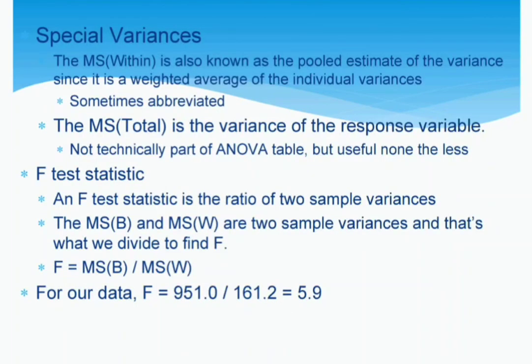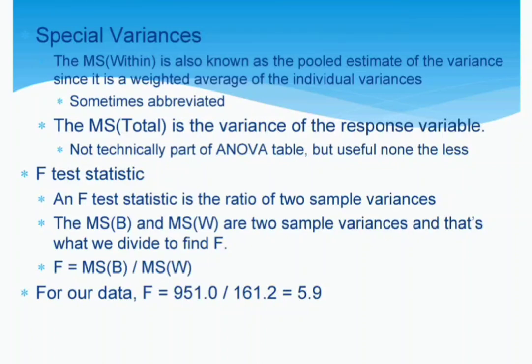And the next one is to find the pooled variance. The MS within is also known as the pooled estimate of the variance, since it is a weighted average of the individual variances. The MS total is the variance of the response variable, not technically a part of the ANOVA table, but usually mentioned nonetheless.